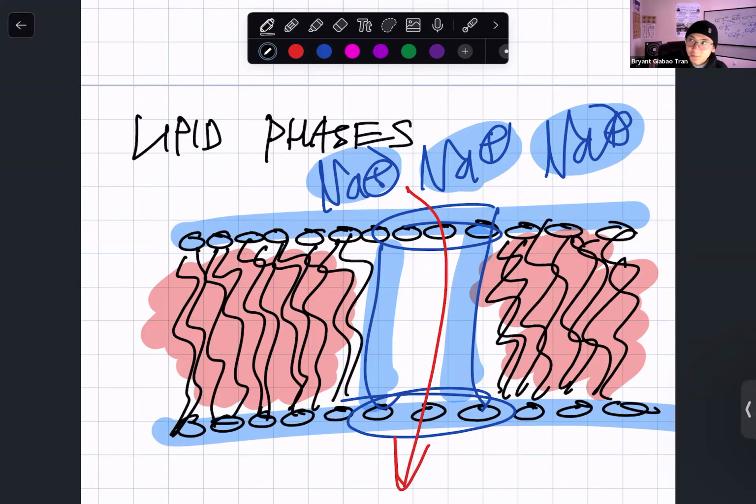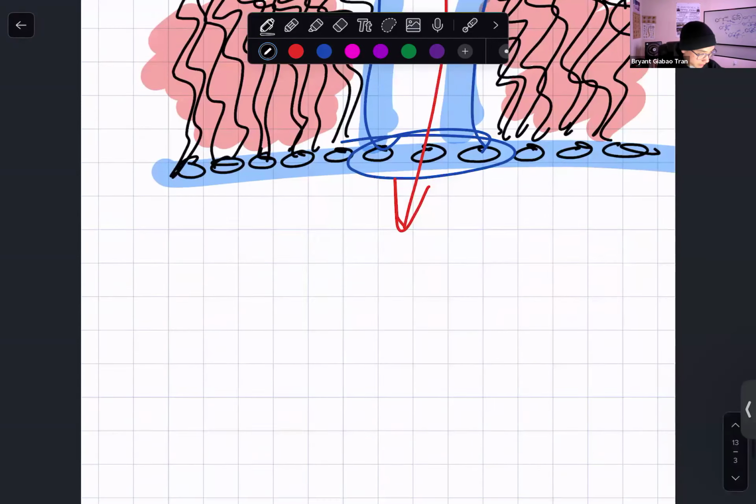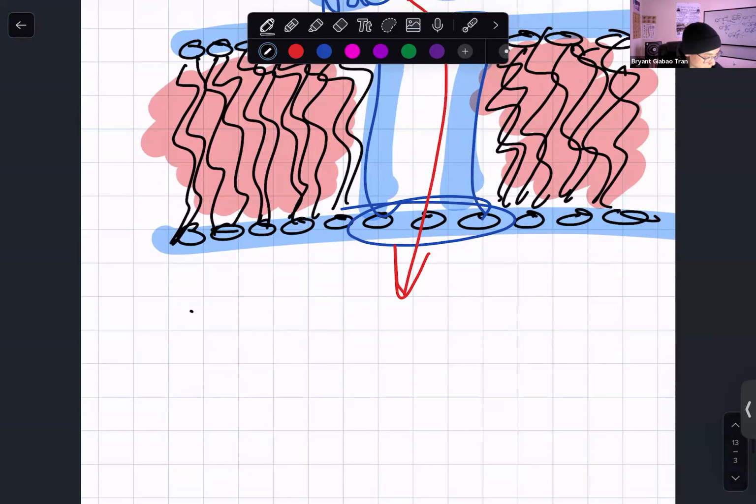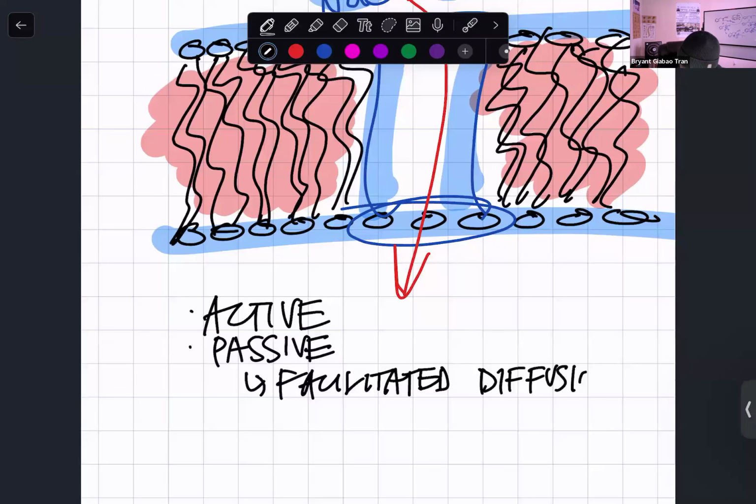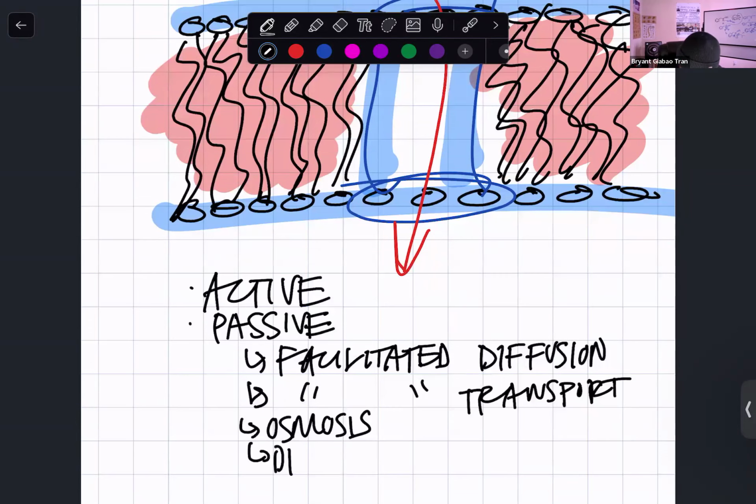Or actually, I will make the amino acids review in a separate video, right? But this is the Gen Chem and organic chemistry review video, right? Where the lipid transport here could either be active or passive. And the types of passive transports are facilitated diffusion, facilitated transport, osmosis, and regular diffusion, right?